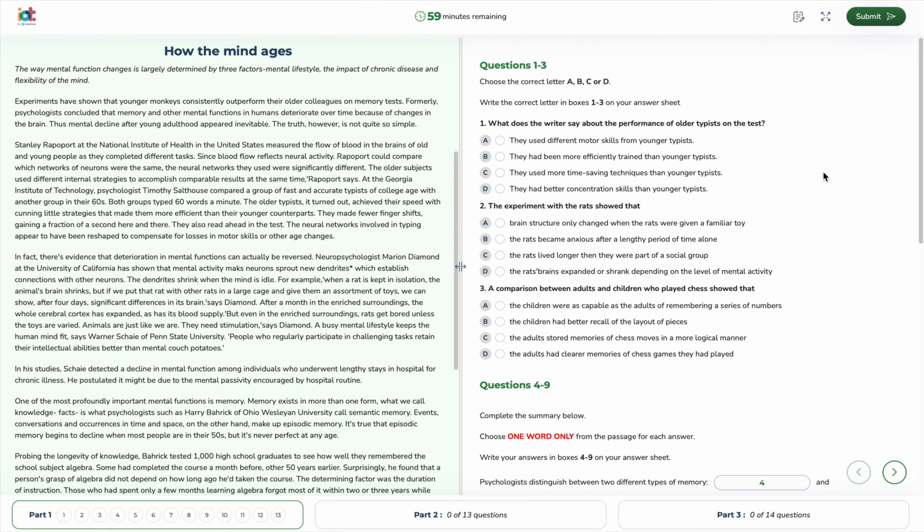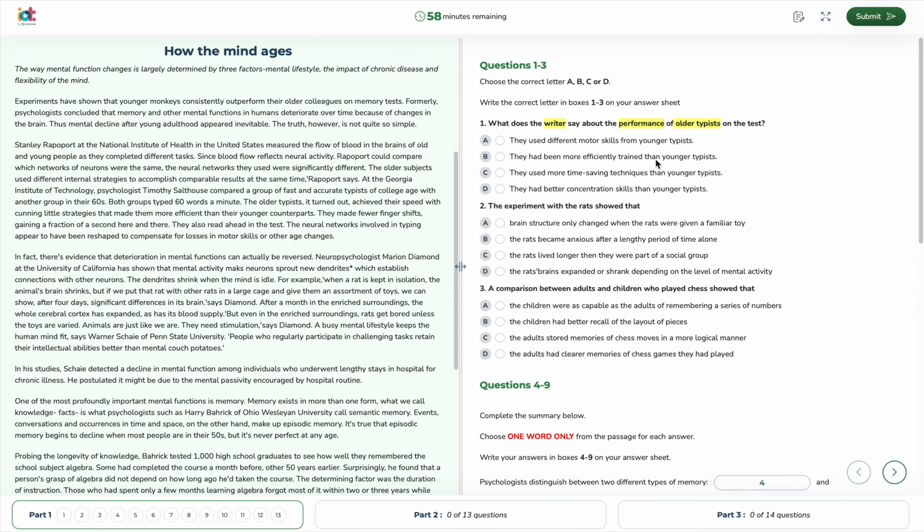This is one of the websites which I'm using, and it's the exact format you get on your computer in IELTS. The question says, what does the writer say about performance of older typists on the test? So it means they have conducted a test and are trying to see what the performance is for them. The first option says they used different motor skills from younger typists, different ways from the other typists. The next says they have been more efficiently trained.